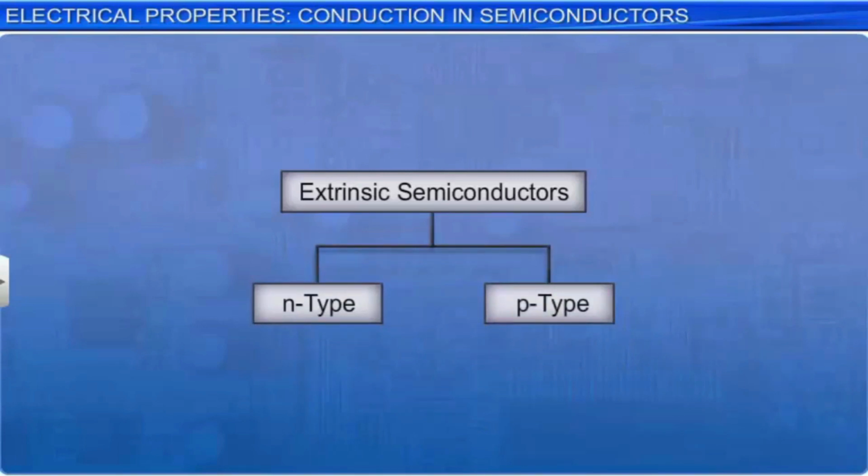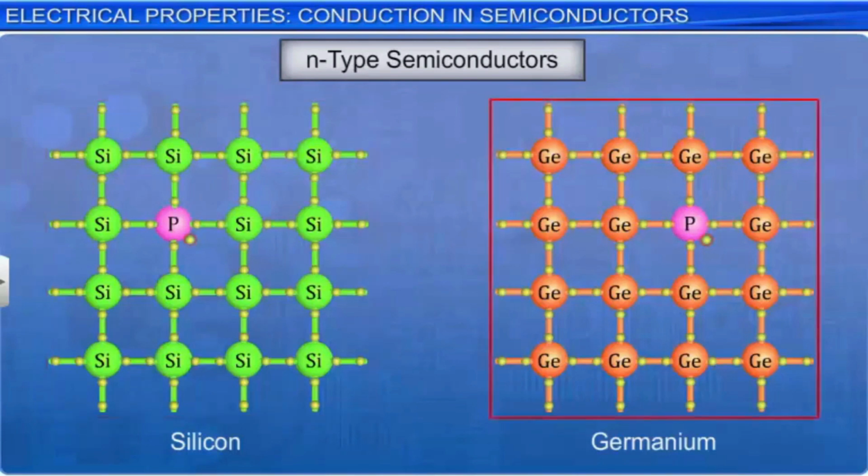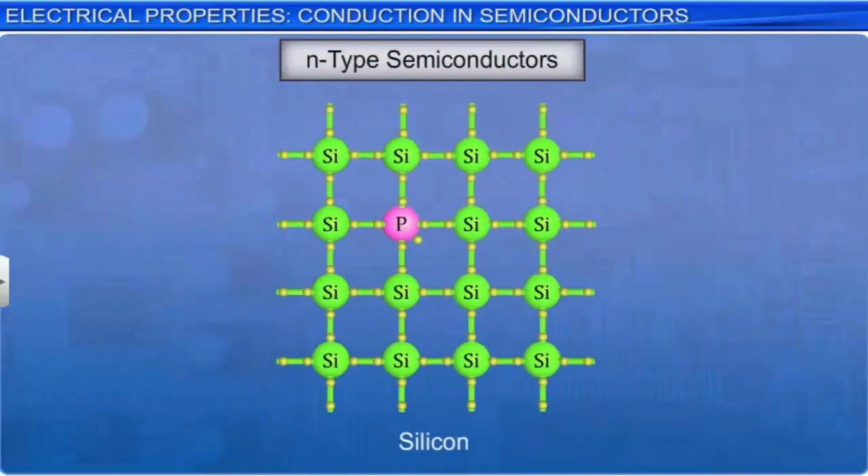Let us first look at N-type semiconductors. In an N-type semiconductor, the doping atom usually has one more valence electron than the host. The addition of a pentavalent impurity, such as antimony, arsenic, or phosphorus, contributes free electrons to the silicon or germanium lattice. This produces an N-type semiconductor. The free electrons contributed by the pentavalent impurity are responsible for conduction of electricity in an N-type semiconductor.